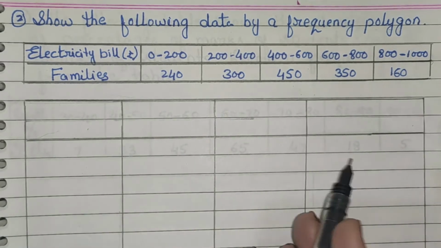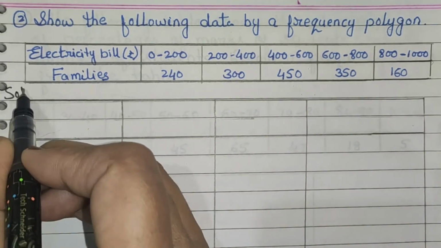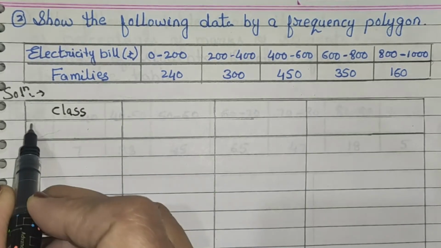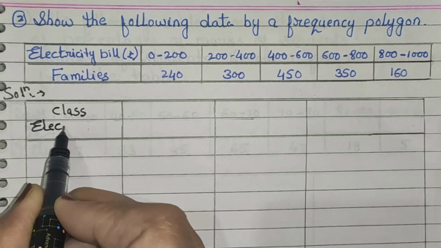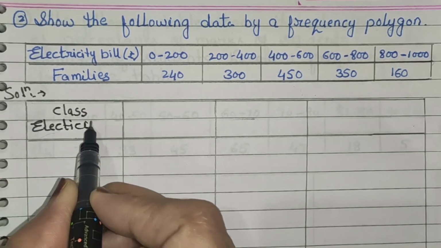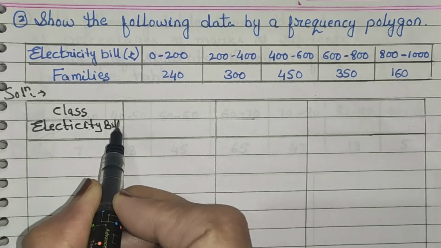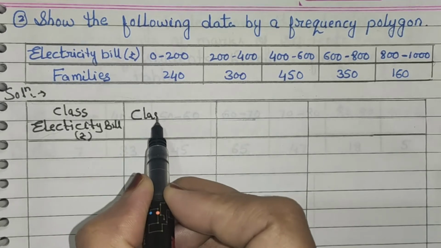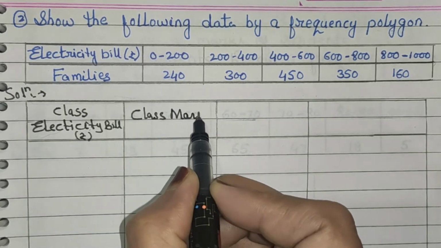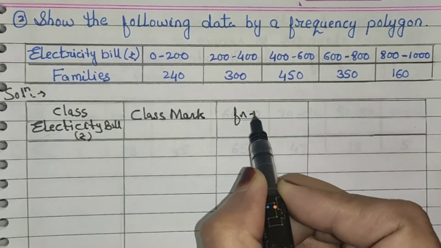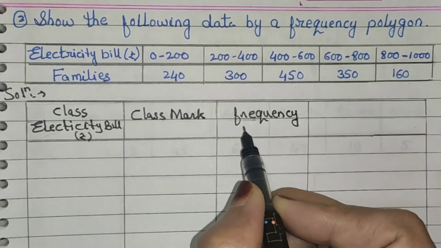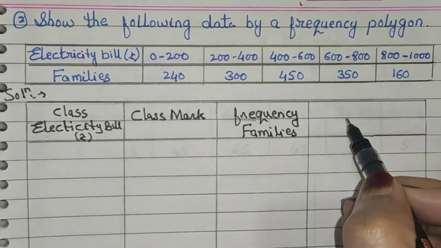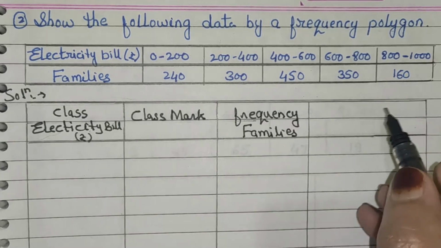Therefore, there are 4 columns. Write down the solution here. Now the first column contains class. Now here electricity bill in rupees. Write down here. Second column is class mark. Third one is frequency. Now here frequency, families. And the last column is coordinates of points.